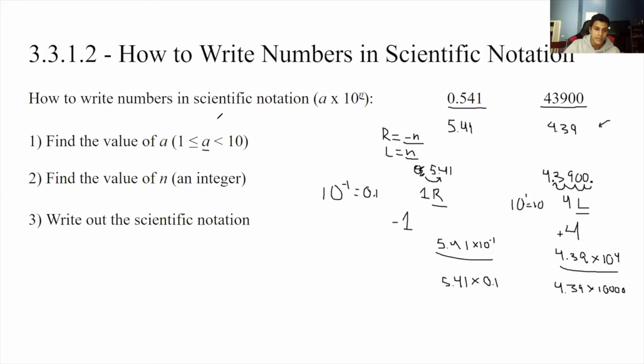So your 3 steps: find the value of a, which is going to be the same digits except between 1 and 10. Find the value of n, and you find that by figuring out how many places you shift the decimal point and in which direction, figure out whether it's positive or negative, and what your value of n is actually going to be. And then you just combine those 2 values into the scientific notation proper form to finish your scientific notation.